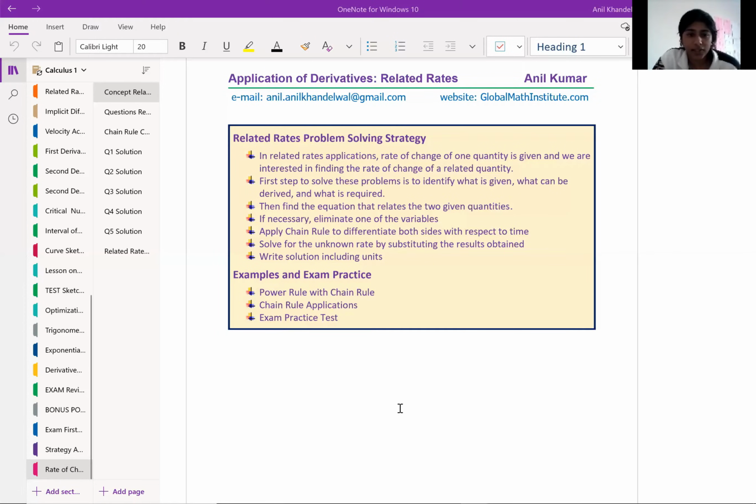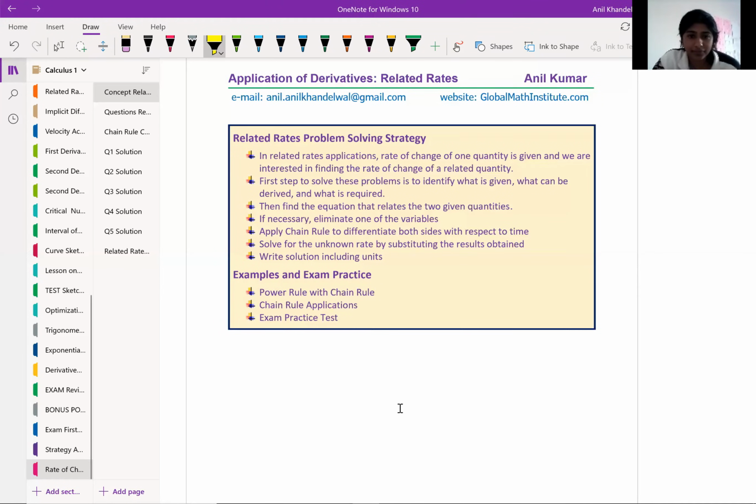Find the equation that relates the two given quantities. If necessary, eliminate one of the variables. Because if there are too many variables to work with, it becomes a very complicated question. So it is kind of necessary, and if you can eliminate, why not, right? If not, then we will see implicit differentiation, which is going to be our next topic. If you're not able to eliminate one of the variables and we have to work with two variables, then we use implicit differentiation and we can still do it.